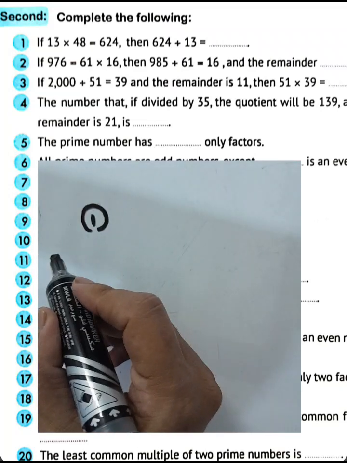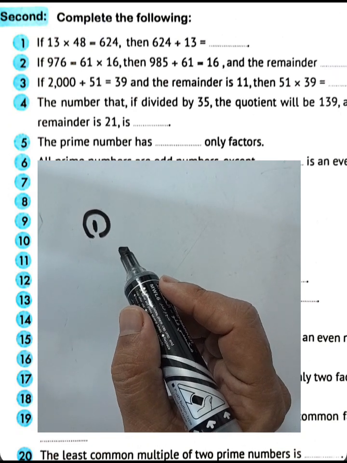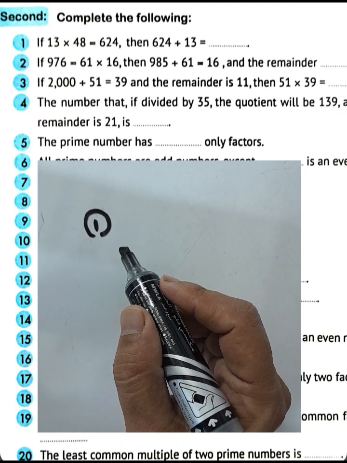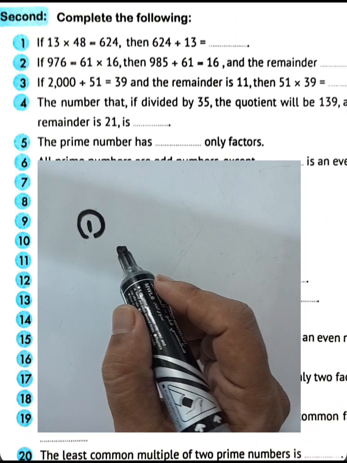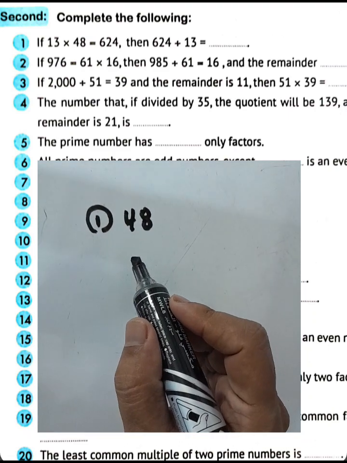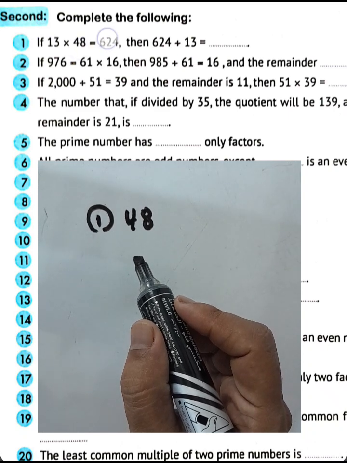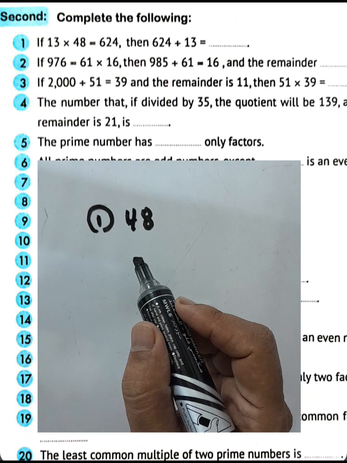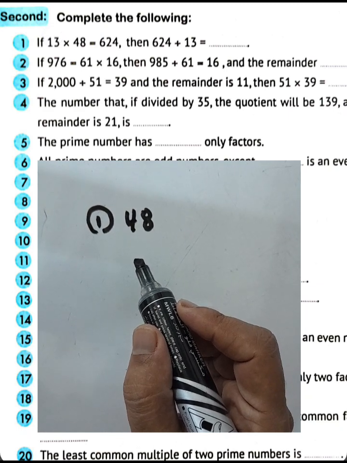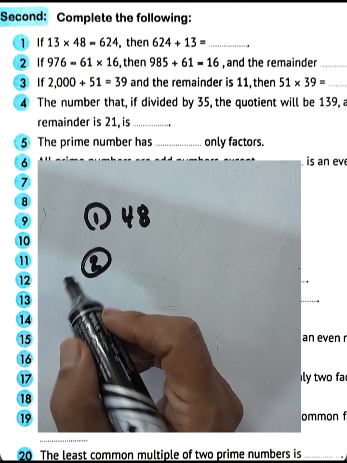Question number 1. If 13 times 48 equals 624, then 624 divided by 13 will be 48. The result will be 48. Why? Because the multiplication of 13 and 48 equals 624. Then 624 divided by one of the factors, such as 13, the result will be the second factor, which is 48.